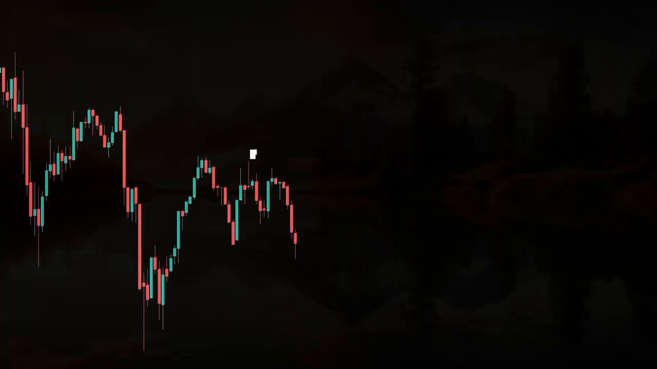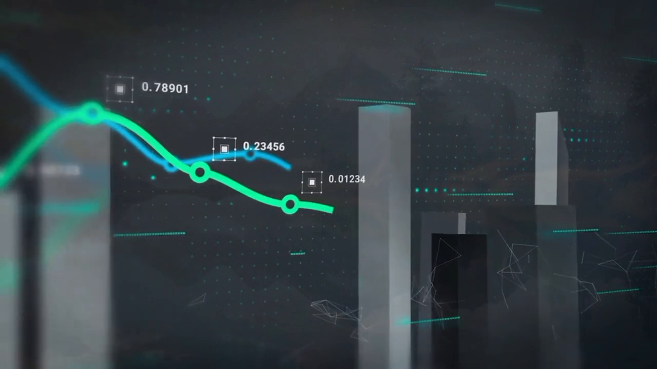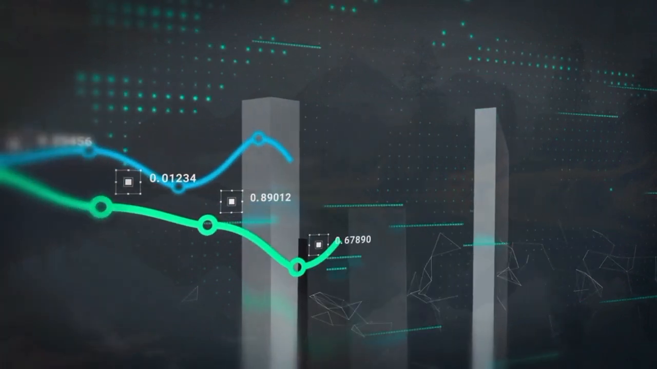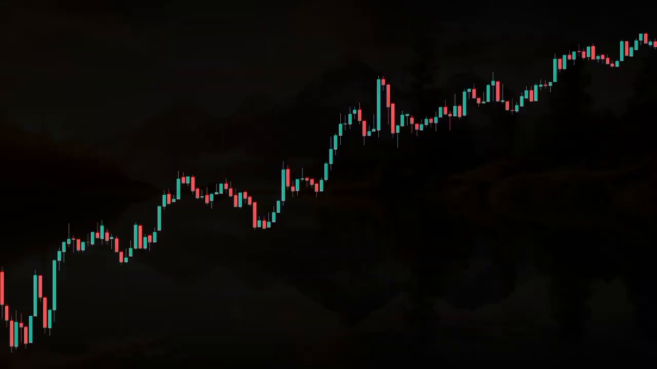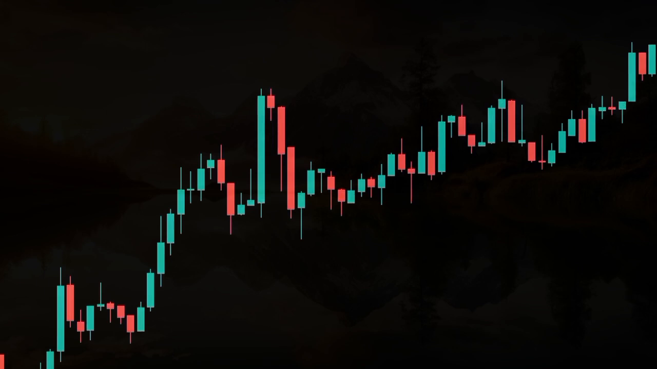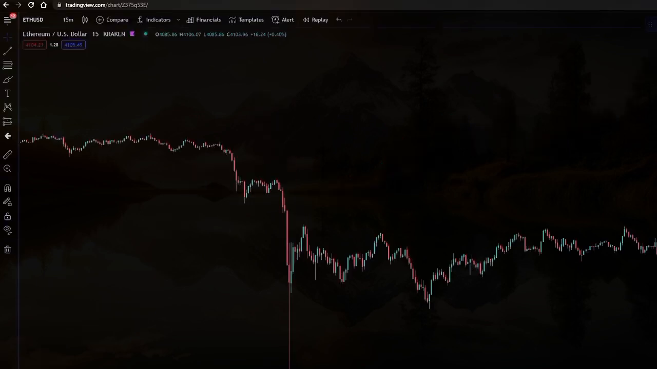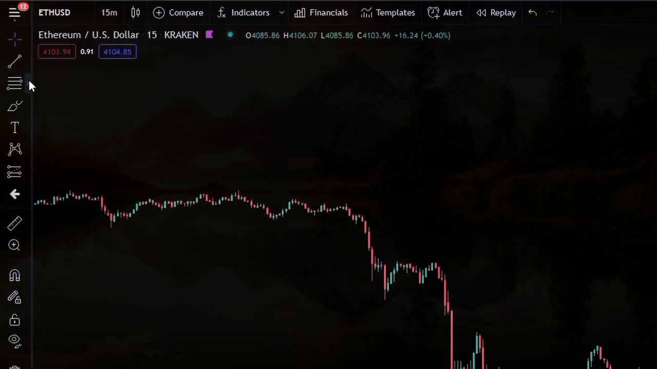Now, you might be asking yourself, how do I know if a specific pullback is weak or strong? Well, let me show you how to do this. We're going to be using the Fibonacci retracement tool. This will help us realize if a pullback is strong or weak. To use the Fibonacci retracement tool, simply go to Tradingview or whatever chart platform you use, go to the side here and click this top one.